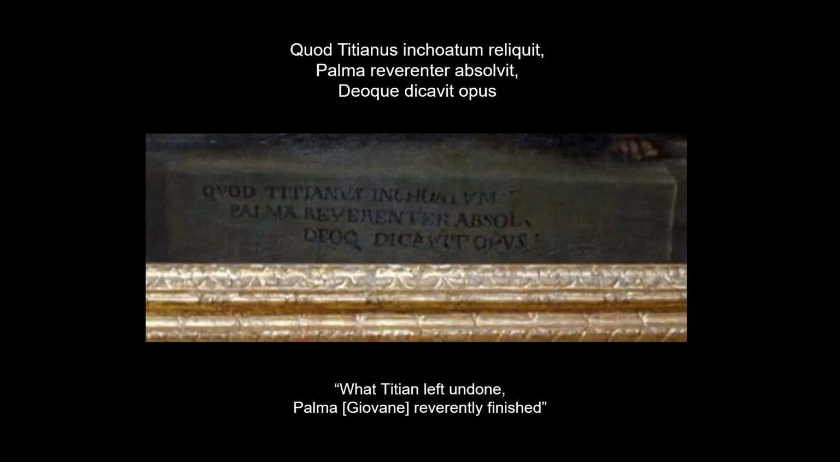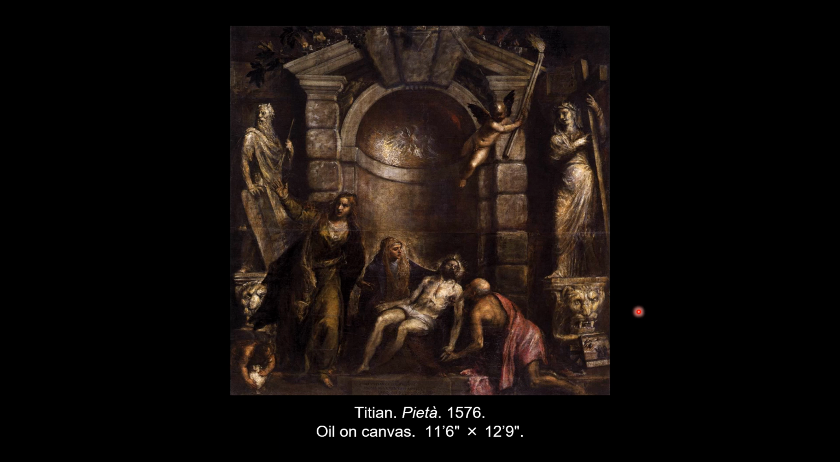I mentioned this is the last painting that Titian made. And actually, he never even finished it. There's a little inscription at the bottom of the painting that tells us that Titian left this painting incomplete, and Palma respectively finished it. So it's thought that Titian's assistant, Palma Giovanni, did the finishing touches on the piece. And art historians will sometimes argue that the little angel here was actually a late addition made by Palma.